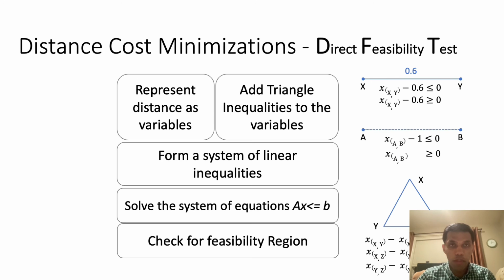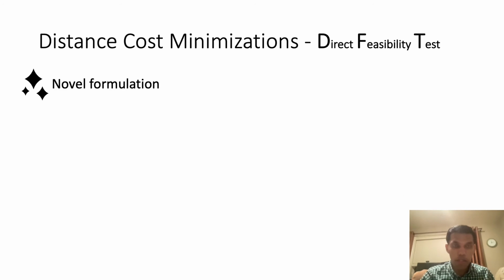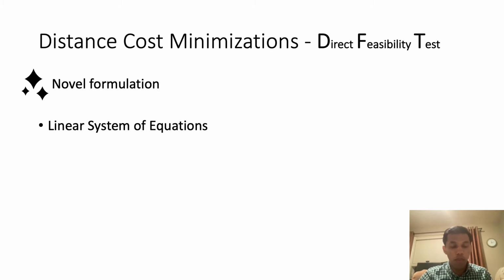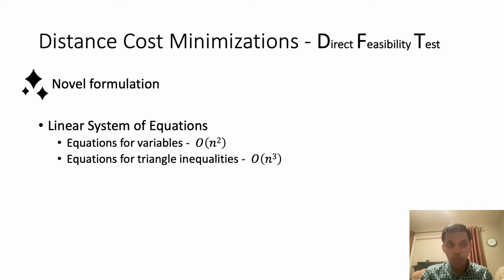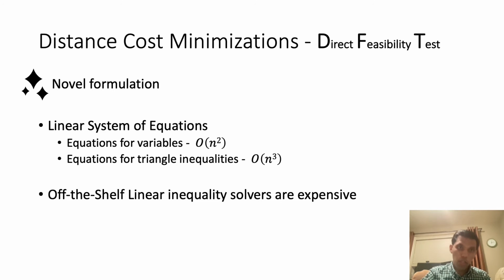To reduce the number of distance calls, we have a linear programming based solution framework called Direct Feasibility Test, which represents these edges as variables and adds triangle inequalities in order to solve for the feasibility region, which can avoid distance computations explicitly. Direct Feasibility Test is a novel formulation of the problem. It forms a system of linear equations, with variables in the order of n squared and equations for triangle inequalities in the order of n cubed.